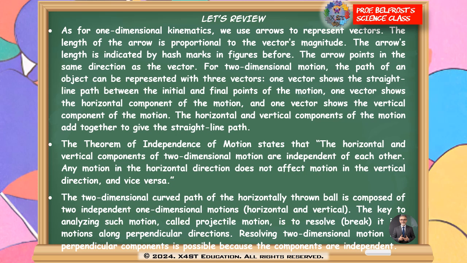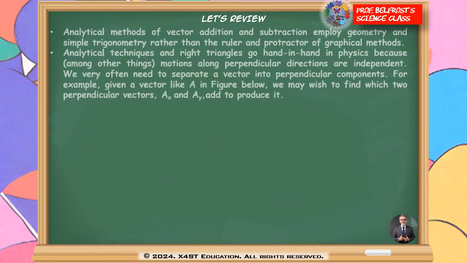is to resolve it by breaking it into motions along perpendicular directions. This is possible because they are perpendicular and independent of each other. Analytical methods of vector addition and subtraction employ geometry and simple trigonometry rather than the ruler and protractor of graphical methods, so there are basically two methods. Analytical techniques and right triangles go hand in hand in physics because motions along perpendicular directions are independent, and we very often need to separate a vector into perpendicular components.